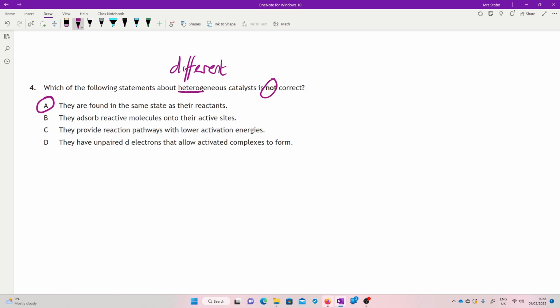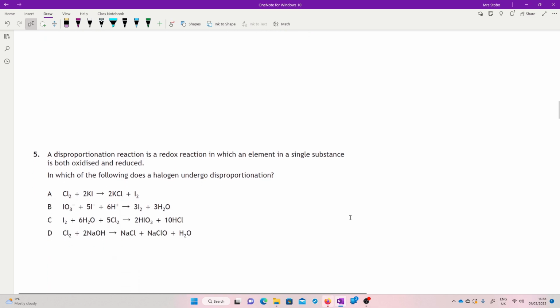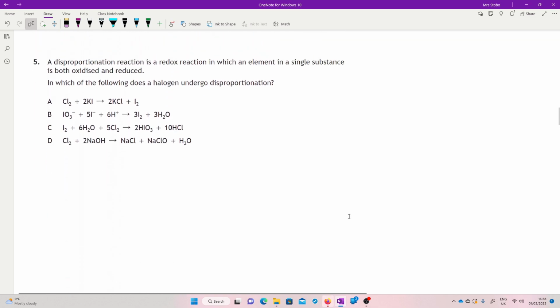To be very clear about the rest of it, this is just definitions of what happens. They adsorb reactive molecules on their active sites, absolutely. They provide reaction pathways with lower activation energy, absolutely. That's just catalysts in general. They have unpaired d electrons that allow activated complex to form. Basically, our heterogeneous catalysts are generally transition block metals, so there's our d electrons. Okay. Question 5.